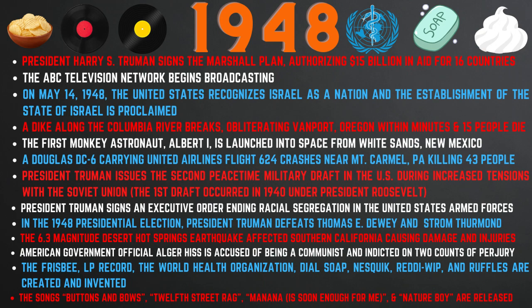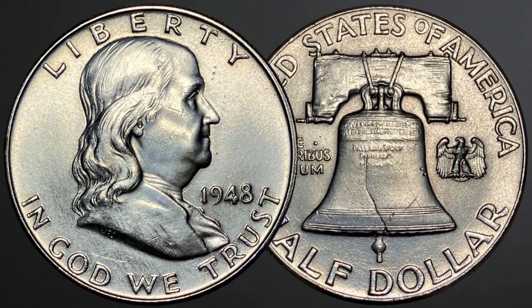American government official Alger Hiss is accused of being a communist and indicted on 2 counts of perjury. And the Frisbee, the LP record, the World Health Organization, Dial Soap, Nesquik, Ready Whip, and Ruffles are created and invented. And the songs Buttons and Bows, 12th Street Rag, Mañana is Soon Enough for Me, and Nature Boy are released. Now let's take a look at the 1948 Franklin half dollar.